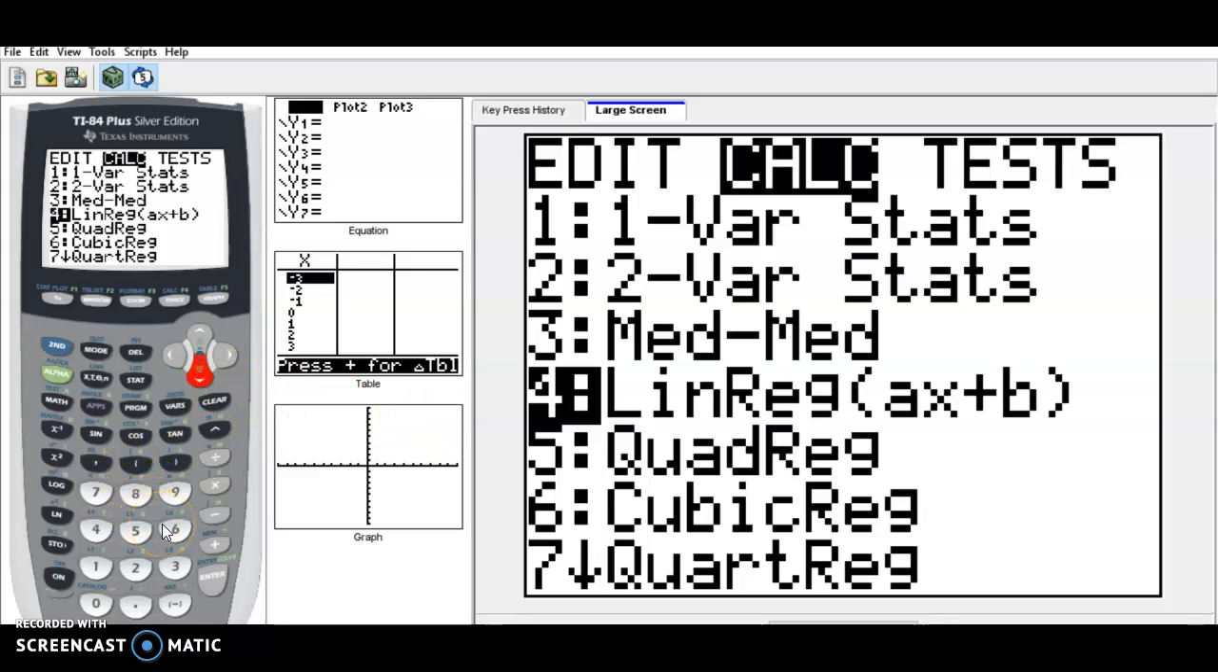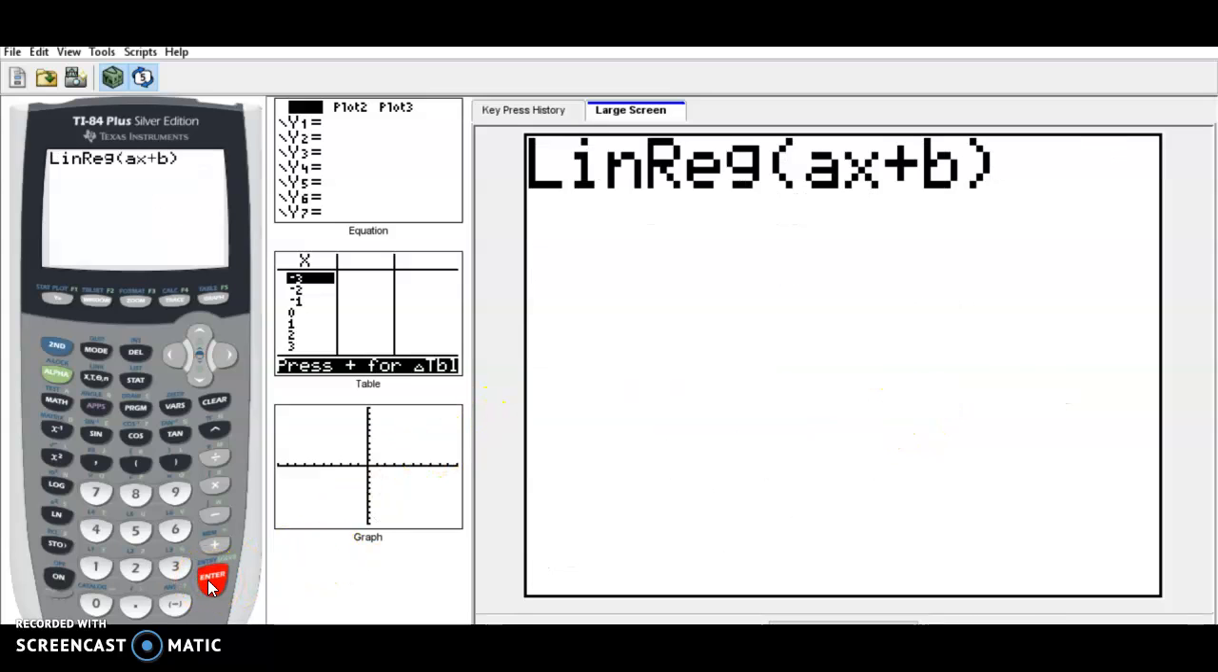Here's the thing that we can really get upset about. AX plus B. Yes, I know it's supposed to be MX plus B, but the calculator recognizes it as A instead of M, and that's super annoying, but it is what it is, so it is number 4. So go ahead, press 4 or enter.